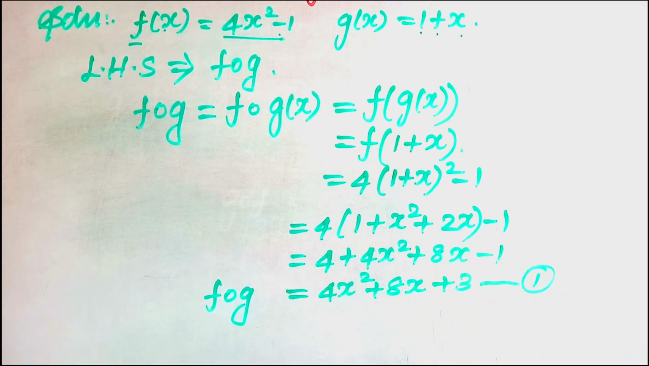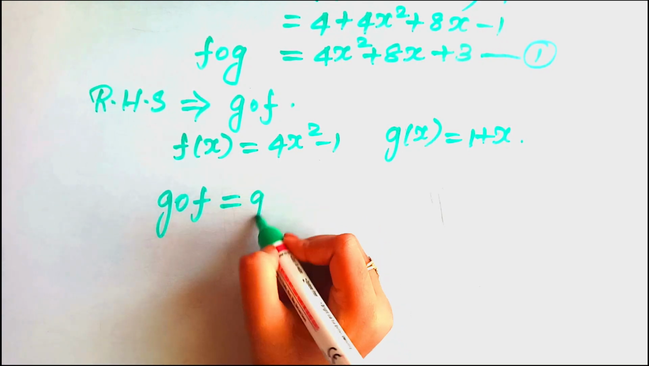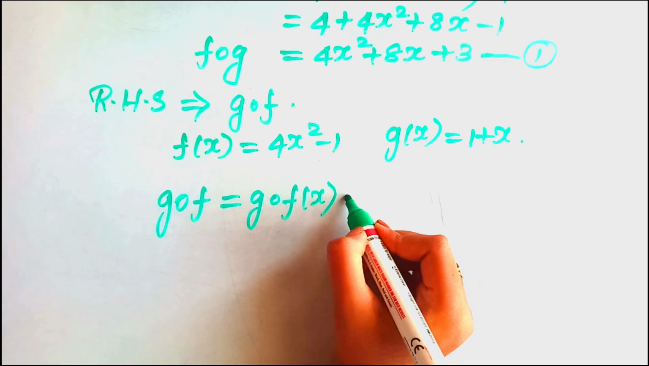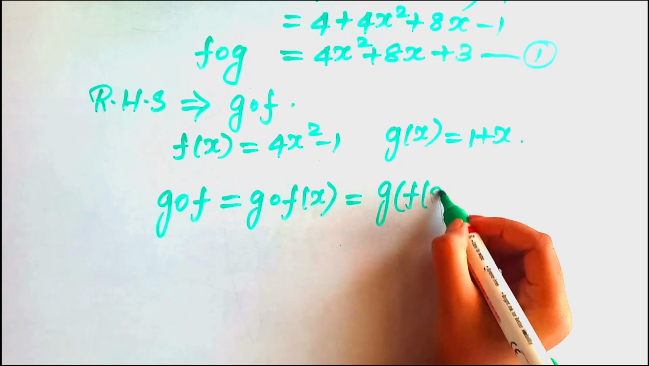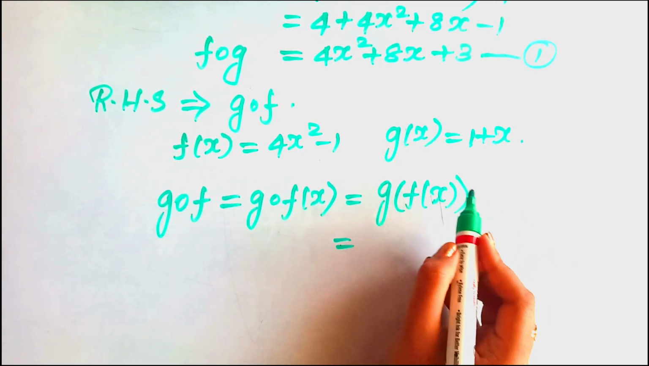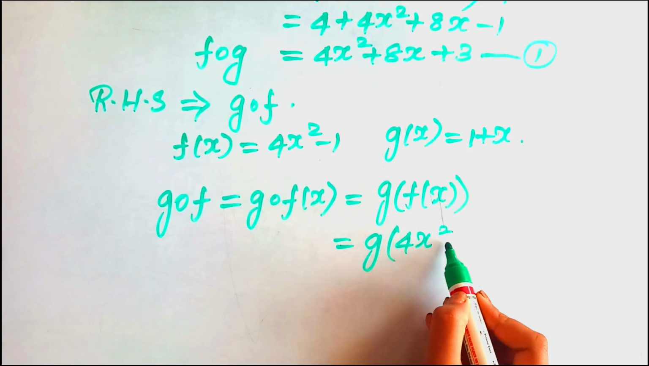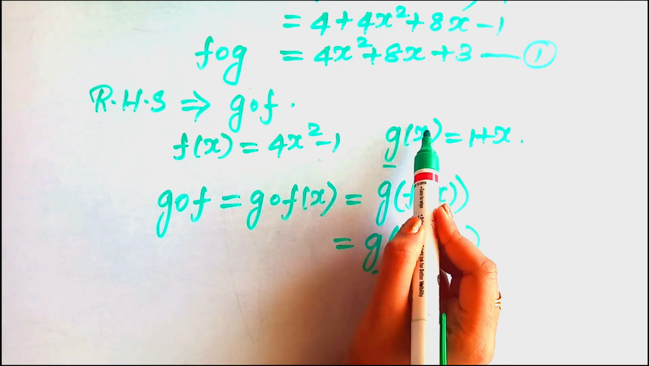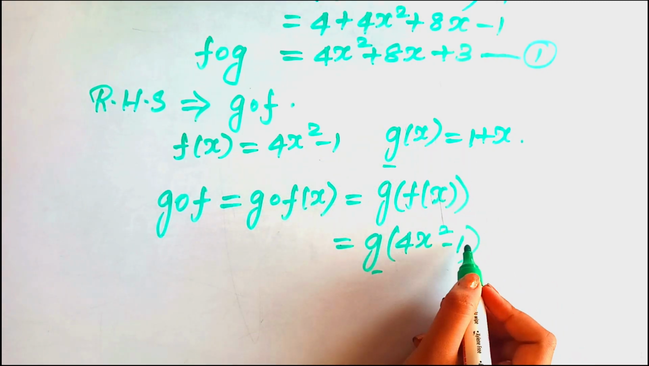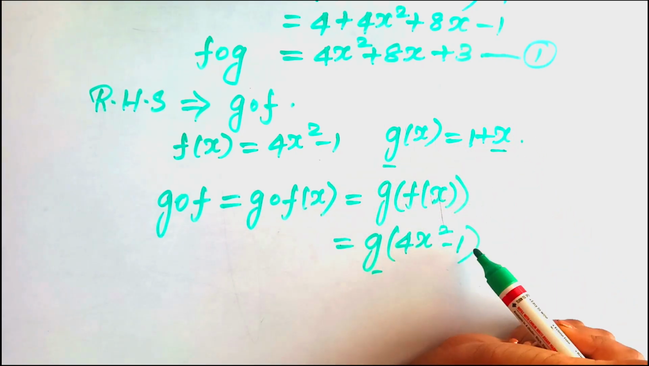Now we have to find the RHS, which is g dot f. So g dot f is equal to, by the definition, g dot f of x, and by definition of composition of function we'll have g of f of x. First what we have to do is substitute the value of f of x here. So we'll get 4x square minus 1. And then here there is a function g, and in the place of x we have 4x square minus 1. So we have to substitute x in the equation. In the place of x you have to substitute 4x square minus 1, right?